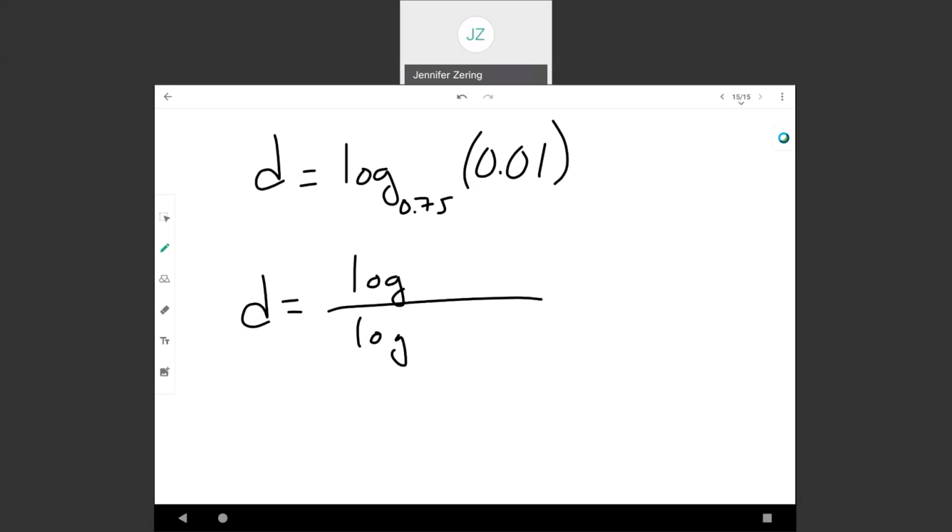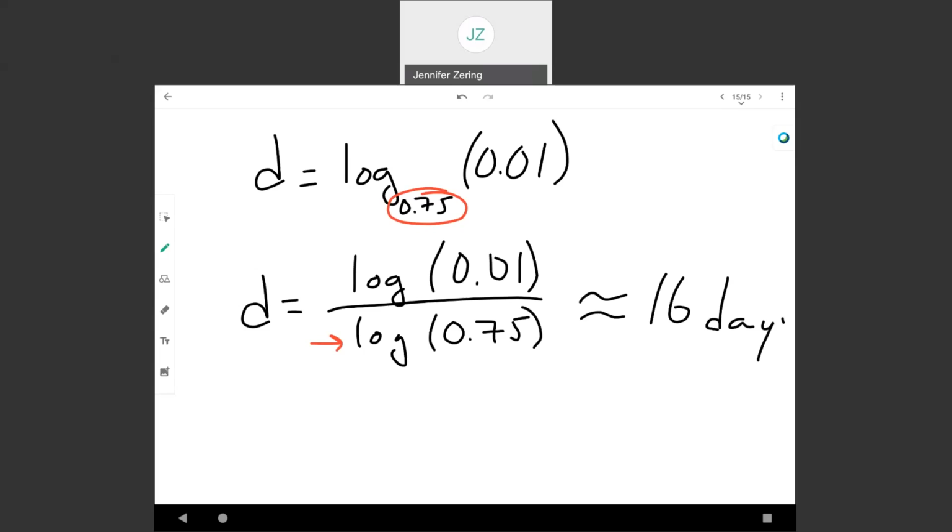My base was 0.75, right? And the base goes downstairs. It goes in the basement. That is like the corniest way to remember, but it can help you if you're having trouble keeping it straight. So the log base 0.75 becomes dividing by the common log of 0.75. And then the log of 0.01 just hangs out in the numerator. So I can use my calculator to calculate, and I'm going to round to the nearest whole number for my days. I get that it takes about 16 days for the number of cells to reach 657 cells remaining.